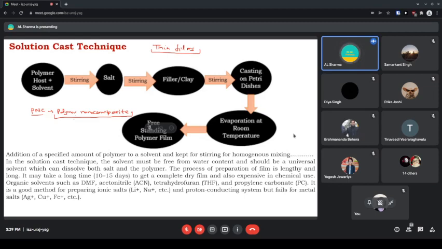In polymer nanocomposites, normally there are 3 types of elements, or you can say precursors, present. One precursor is the polymer itself. It is the host in this case. The other is the salt. Salt is always an ionic salt, which is going to dissociate into ions, cations as well as anions.